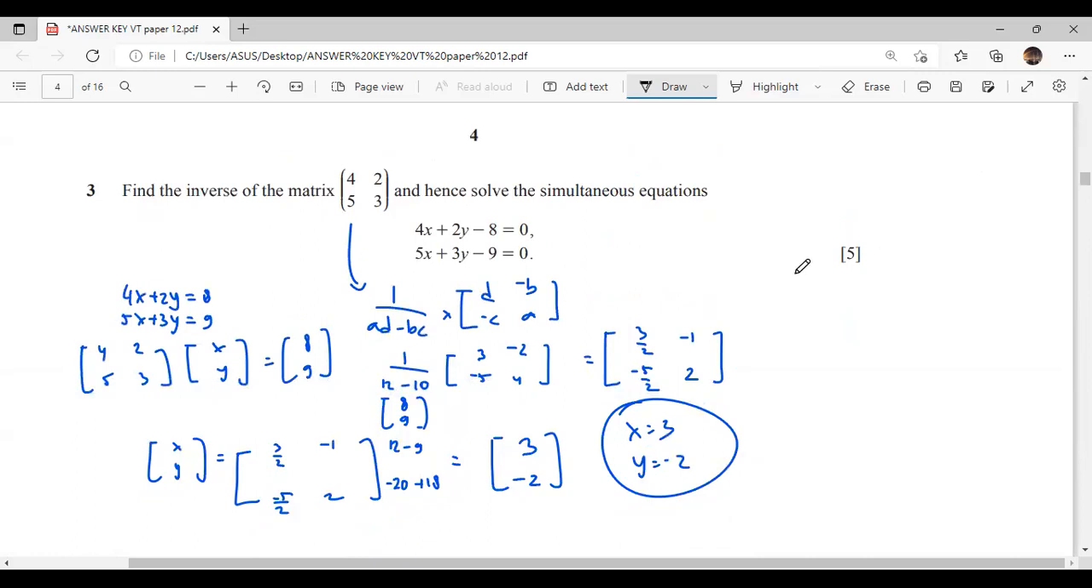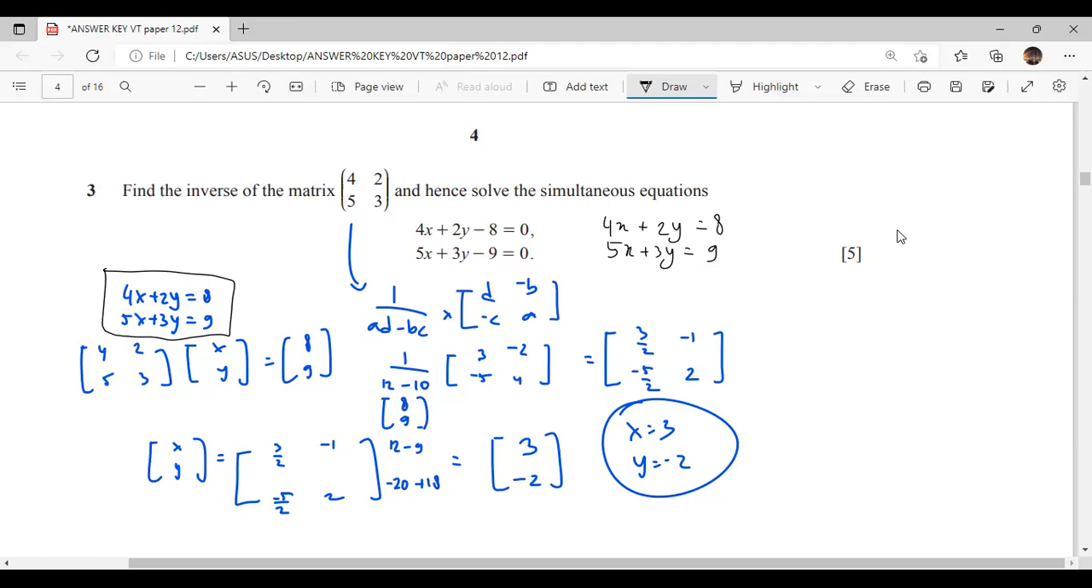Now, find the inverse of the matrix. Do you learn matrix? If you learn matrix, you have to change the position of the free variables, I mean the constants 8 and 9. You put them on the other side: 4x plus 2y equals 8, and 5x plus 3y equals 9, like what I did. And then you can put it in matrix form. You pick the numbers 4, 2, 5, 3 times x, y equals 8, 9, right?